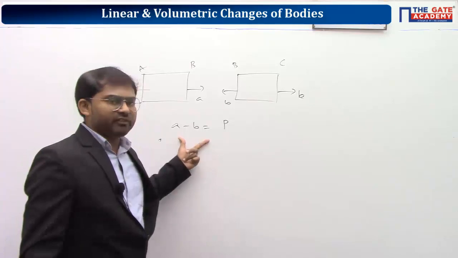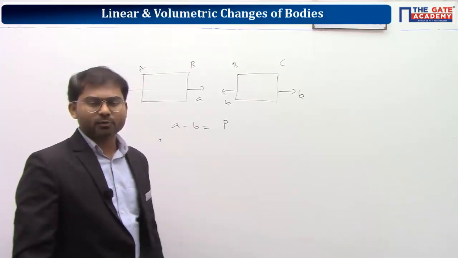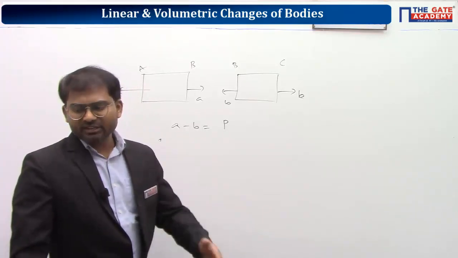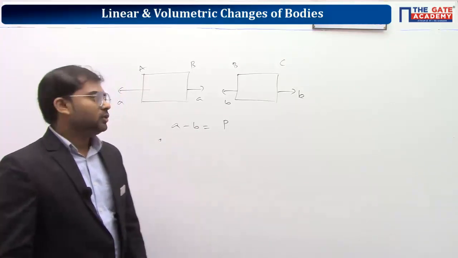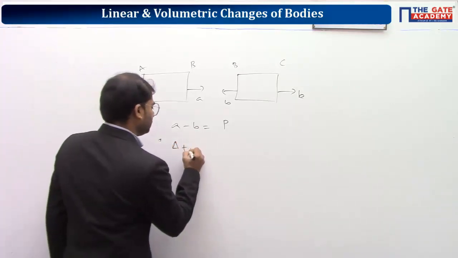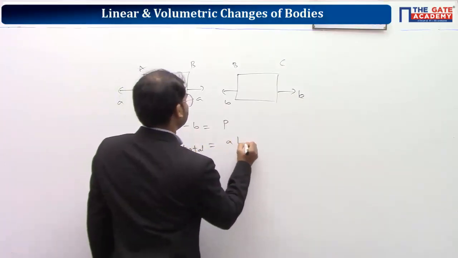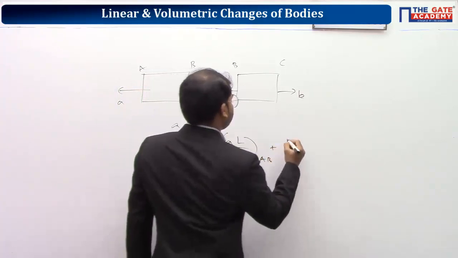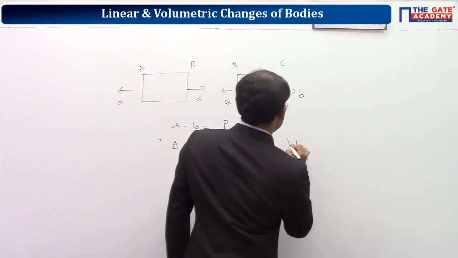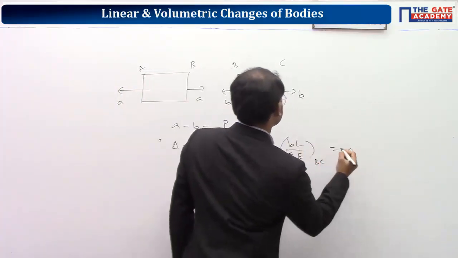So we have only one equation, but we have two unknowns, small a and small b. But from the diagram we can say that total elongation of the bar is equal to 0. So you can write down the formula for delta total, which is A into length by area into Young's modulus of AB part plus B into length by area into Young's modulus of BC part is equal to 0.